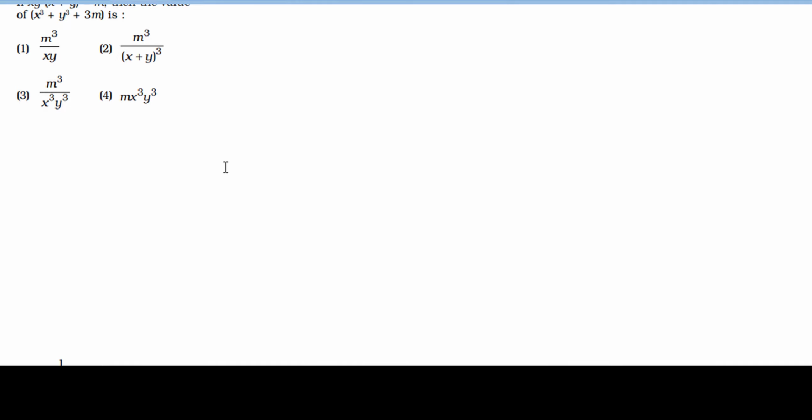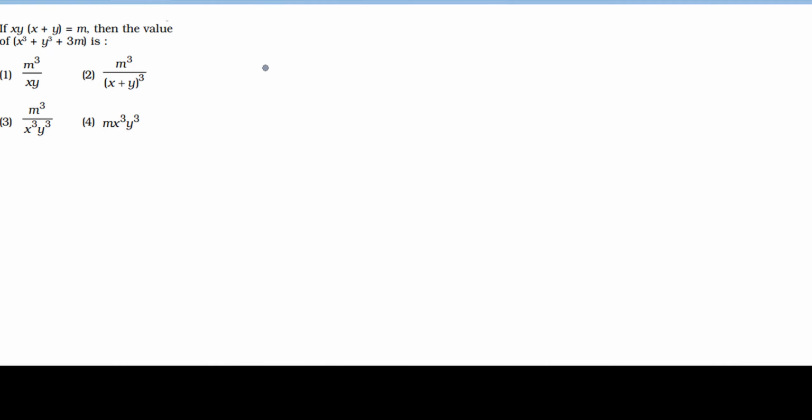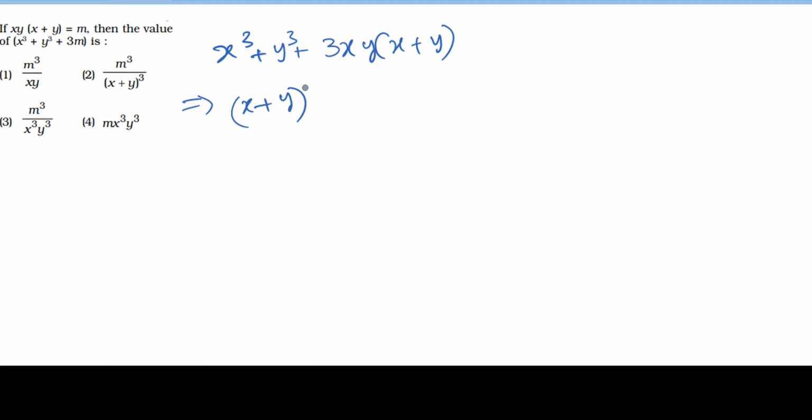Next question. If xy into (x plus y) is m, then the value of x cube plus y cube plus 3m. Okay, it looks simple. We just find the value of m, which they have already given. Let's substitute and see. Plus 3 into xy into (x plus y), right? This is the formula for (x plus y) whole cube.